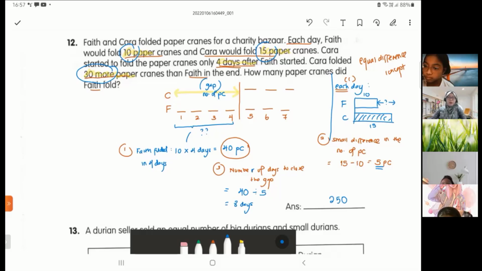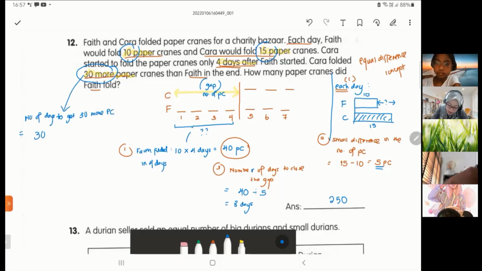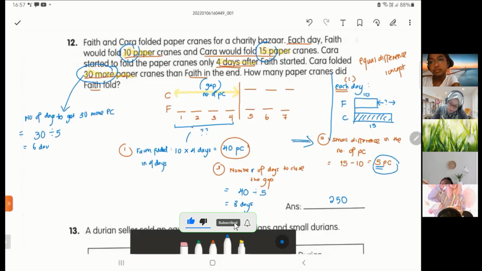Okay, so we want to find out about this. We want to know the number of days to have 30 more. How do I get the number of days? Number of days to get 30 more paper cranes. So I take 30 divided by the 5 piece again. Always go back to the small difference. Okay, divided by 5 equals 6 days.